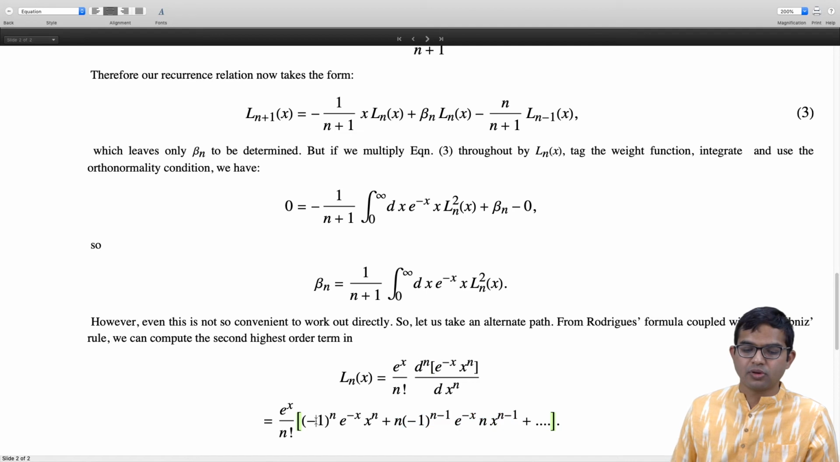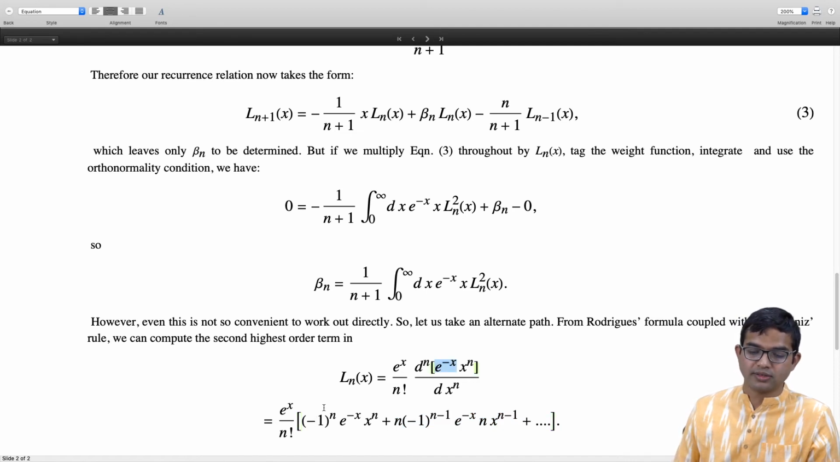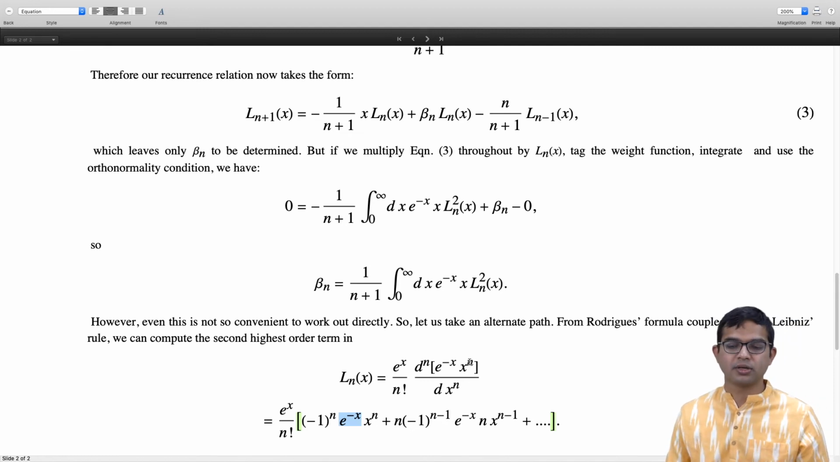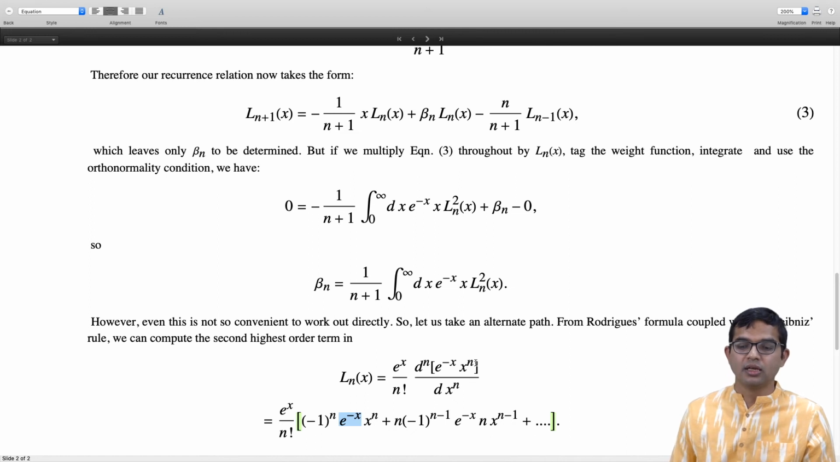The highest order term after all comes when you take all these derivatives with respect to e to the minus x. So that's how you get a minus 1 to the n, and then e to the minus x, and x to the n remains as it is. But then the next order term will come in when you take one derivative with respect to the second of this, x to the n. So that's going to give you n times x to the n minus 1.